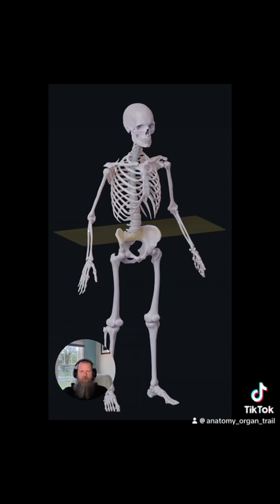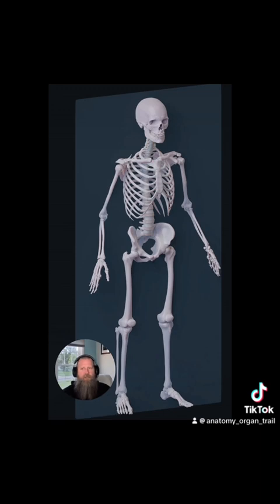So here we have a plane of section that divides it into a superior and inferior section in a human. This is a transverse section. Here we have a section that divides the body into an anterior, a front, and a posterior, a back. It's kind of hard to see in this image, but this divides the body into a front, anterior, and a back, posterior. This is known as a coronal section or a frontal section.